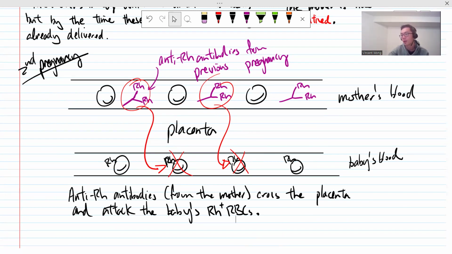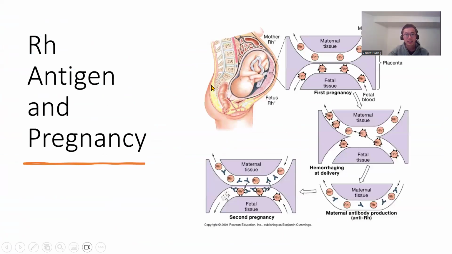Okay. Let's go back to the PowerPoints for a second. So, Vincent, what happens to baby when this happens? Yeah, I'm gonna show you in the slide right now. Okay. So this is a professional drawing. It's basically the same thing we drew. You can study it yourself. They use these little triangles to represent the RH, but it's the same kind of information I'm trying to convey to you. And so hemorrhaging at delivery, that basically means bleeding. Placenta was damaged. The baby's blood goes in, and then we have a problem for the second pregnancy.